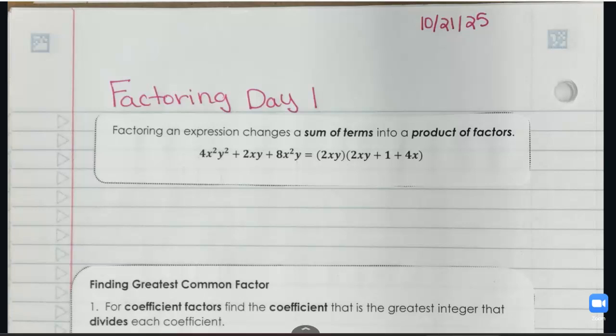It's another exciting day here in Algebra 2. We are starting factoring today. We will be doing multiple days of factoring, but we are going to ease into it with 3 different parts.